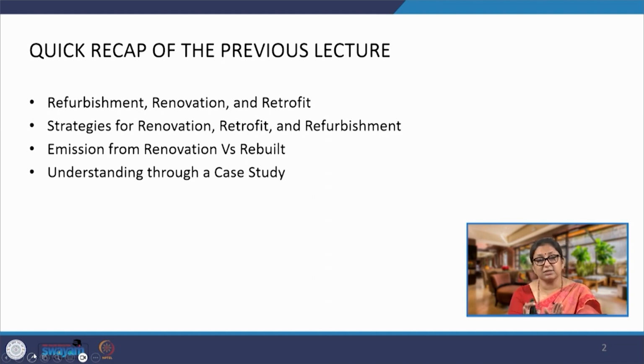Now, in today's lecture, we are going to look at a couple more case studies of largely net zero energy buildings, and through these we will try to understand how people have tried to reduce their emissions, and what different clients and architects have done in order to reduce the emissions through their buildings.